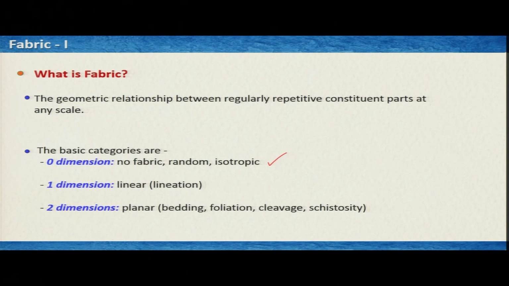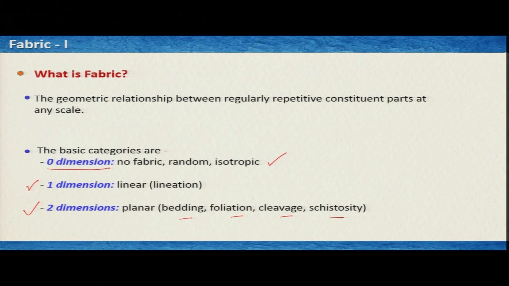So, the elements are distributed very homogeneously, they are not defining any fabric, then we call it 0th dimension of the fabric. So, there is no fabric or it is very random, and we can assign it as isotropic fabric. And these 2 are important. If they are in 1 dimension, then we call it linear fabric or lineations. So, fabrics are only visible in 1 direction, and of course, there are 2 dimensional fabrics which we will be discussing in this lecture and in the next lecture, known as planar fabrics, and that include bedding, foliation, cleavage, and schistosity.